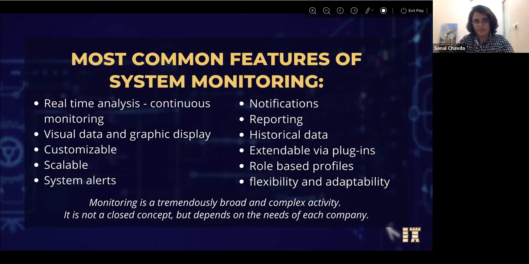Whatever monitoring tools we choose, the most common features we expect the monitoring tool to have is that it should do real-time analysis. It means we need to have continuous monitoring of our resources, of our infrastructure.